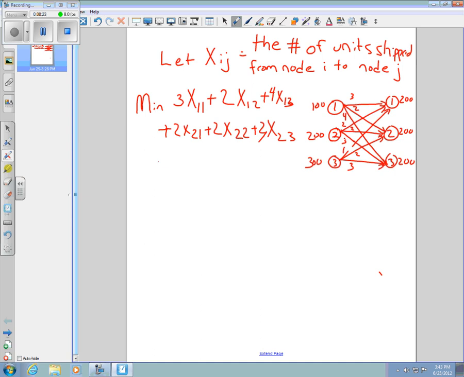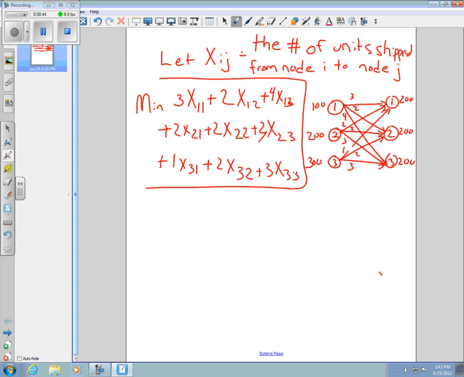Plus 1x31 plus 2x32 plus 3x33. So when you add all of these up, you get the total amount of money you're going to spend shipping. So this entire thing right here is my objective function, and I want to keep that as small as possible.